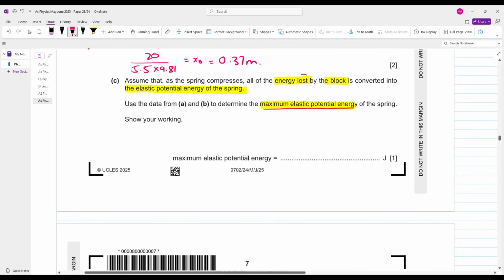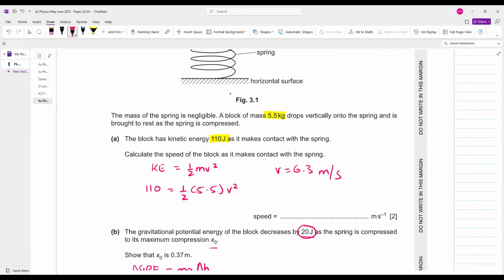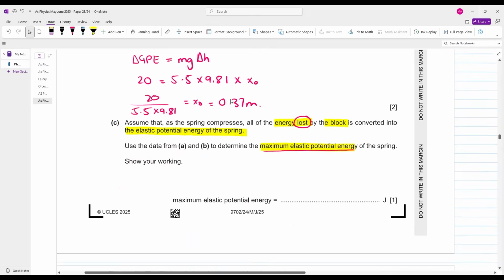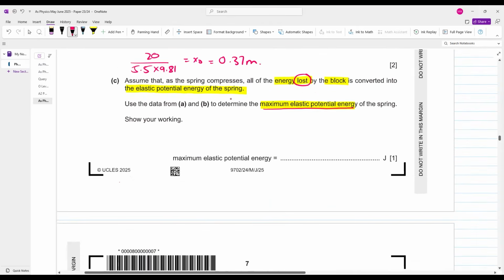ये जो ब्लॉक है वो कौन सी टाइप्स ऑफ एनर्जीज लूज कर रहा है? फर्स्ट ऑफ ऑल काइनेटिक. Second of all, it is also losing gravitational potential energy. What will be the maximum elastic potential energy? Maximum elastic potential energy is equal to the kinetic energy 1110 plus the gravitational potential energy 20.